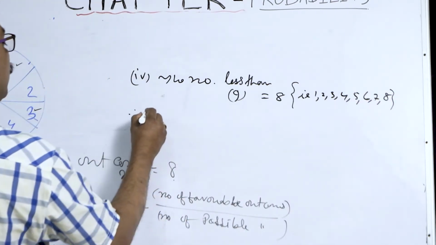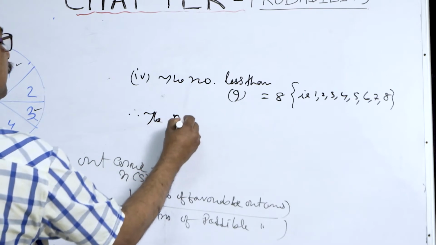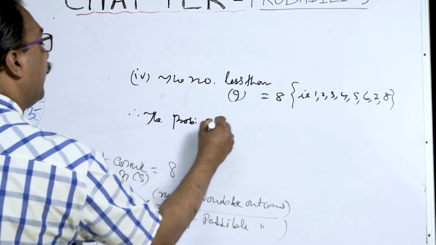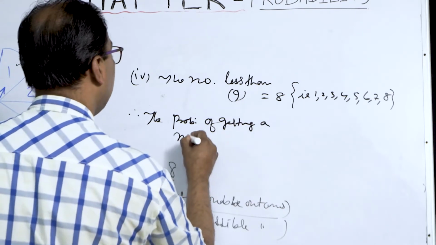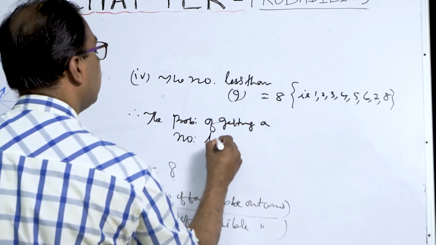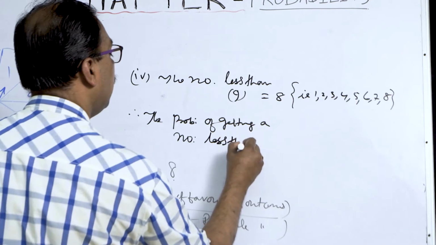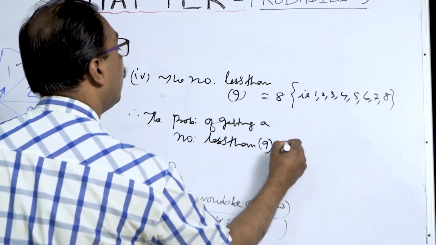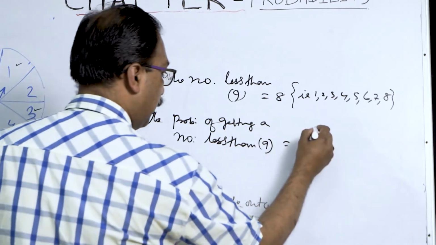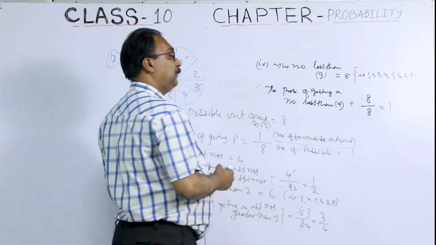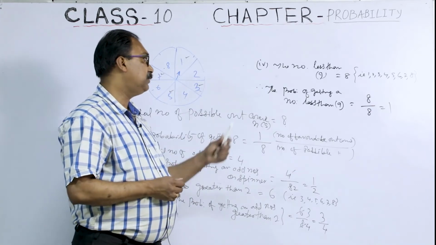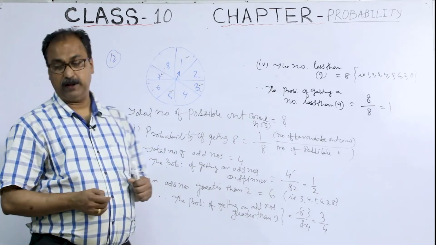So, therefore, the probability of getting a number less than 9 is equal to how much? 8, no? And total possible is 8. So, it becomes 1. We can cancel, 8 by 8 is 1. So, this is the way we can solve question number 12.